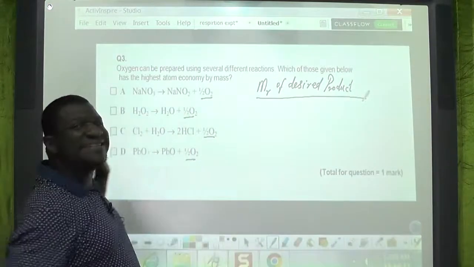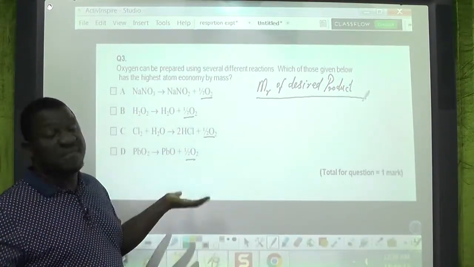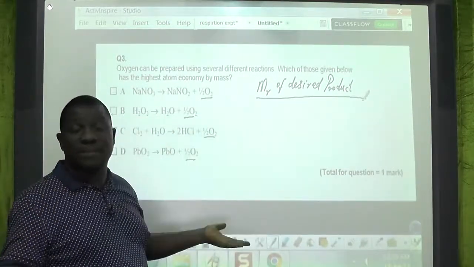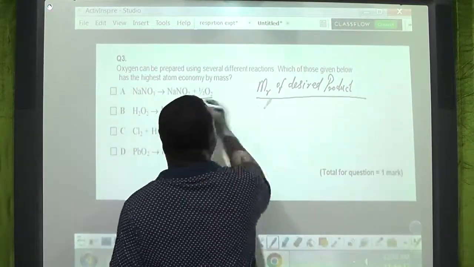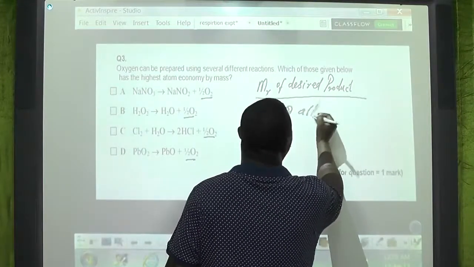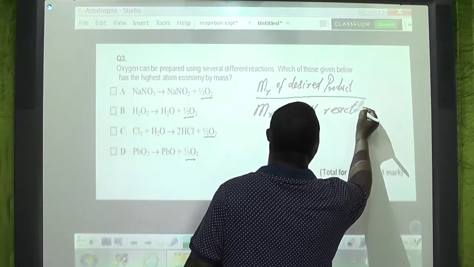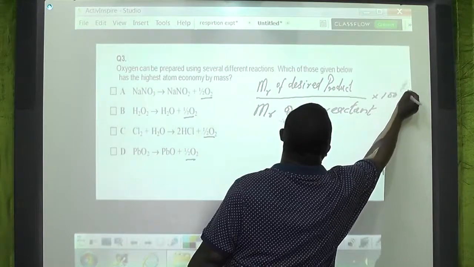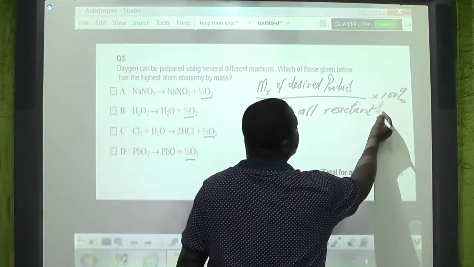the MR of the entire product or the MR of the entire reactant. Same, because the number of atoms you have here is the number of atoms you have here. Same type of atoms. So, divide by the MR of all products or all reactants. Same. Some students or some books, or some teachers, will say multiply by 100%. Some teachers will say all reactants. Some teachers will say all products.